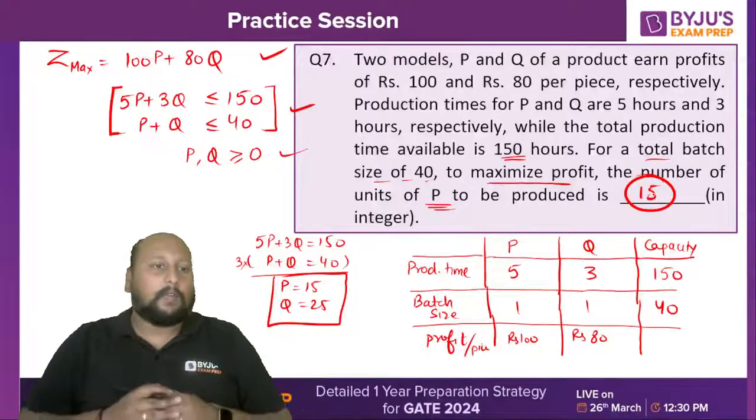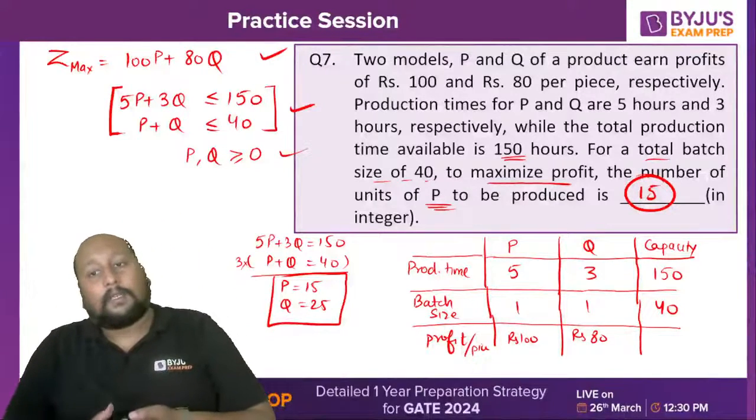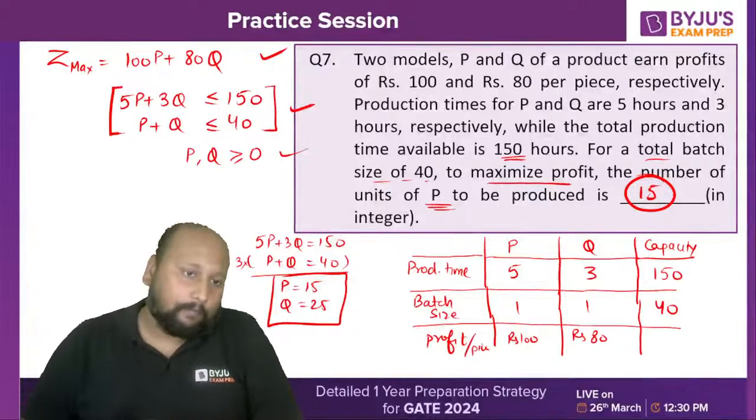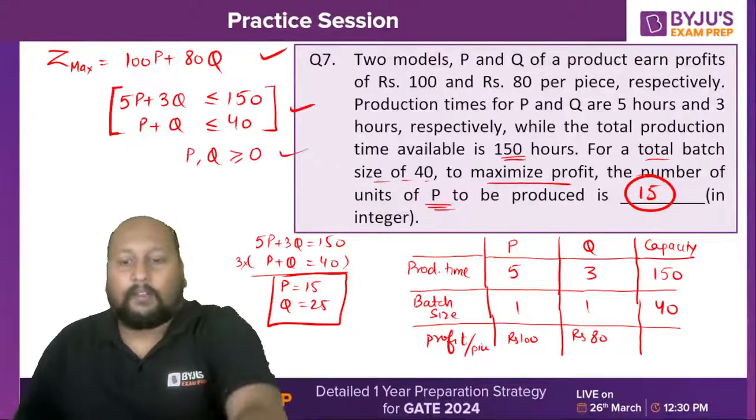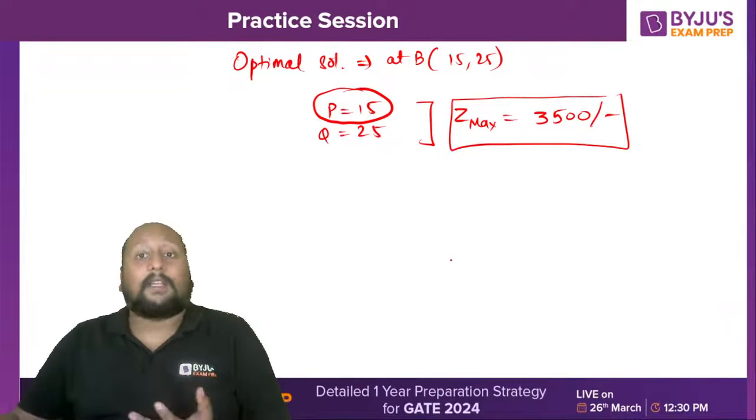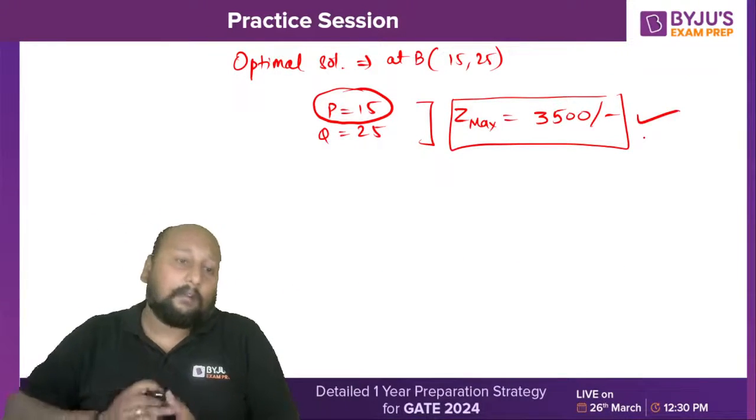Let us suppose they would have asked what is the number of units of Q to be manufactured. Then your answer will be 25. If they are saying what is the maximum profit, then your answer will be 3,500.